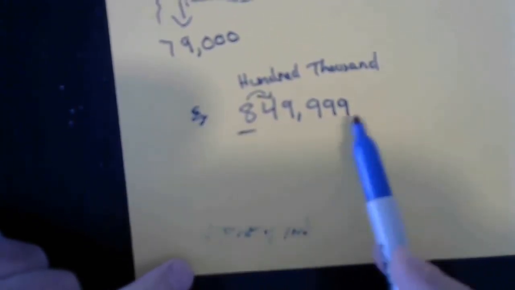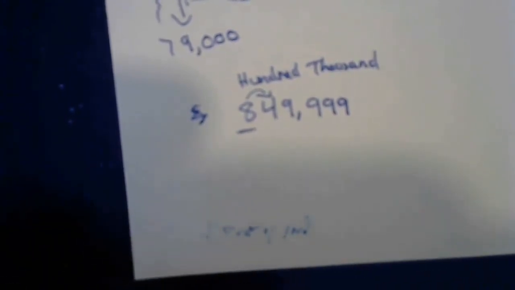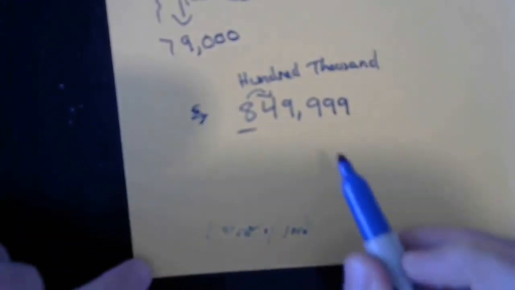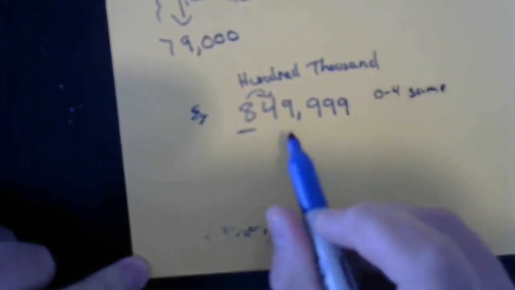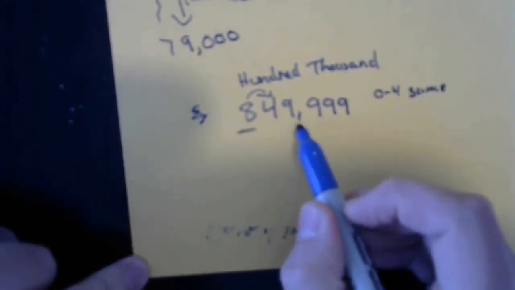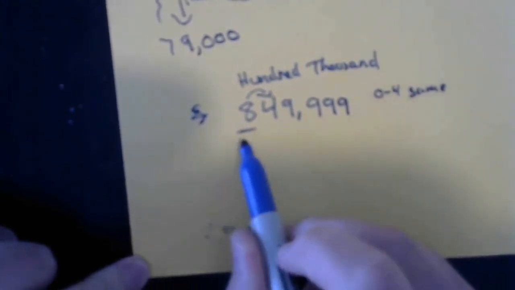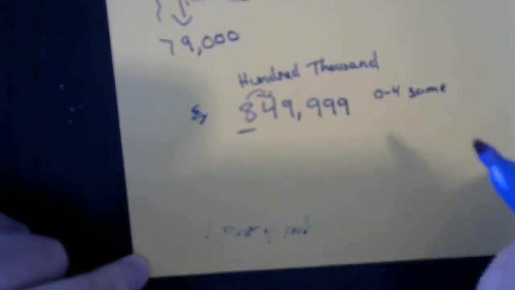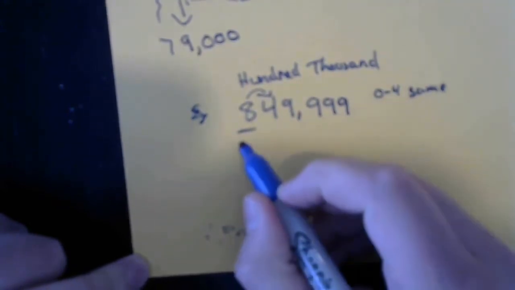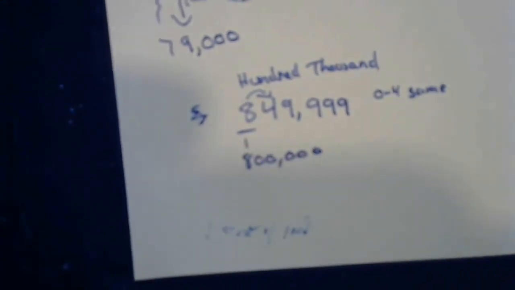So really, the question I'm asking myself is, is 849,999 closer to 800,000 or is that number closer to 900,000? So if I take a look at that, remember 0 to 4 stays the same, because 49,999 is actually closer to 0 than it is to 100,000. So 849,000 is going to be closer to 800,000 than it is to 900,000. So 0 to 4 means that digit here is going to stay the same, and then everything else becomes zeros.